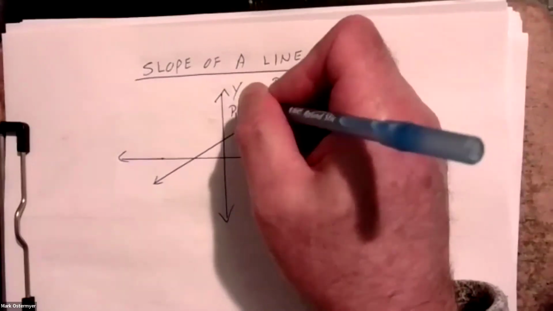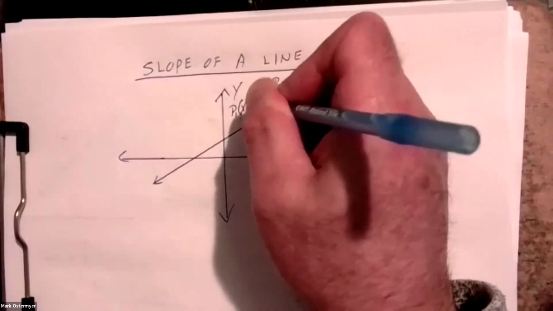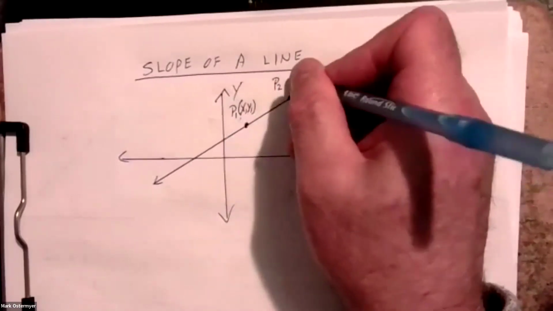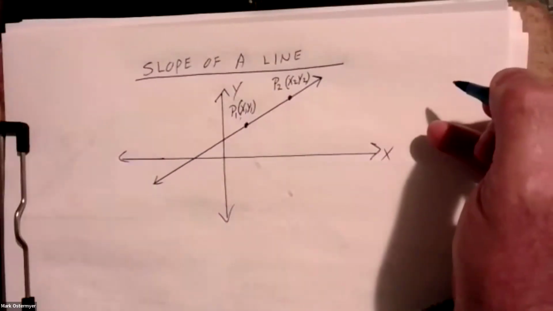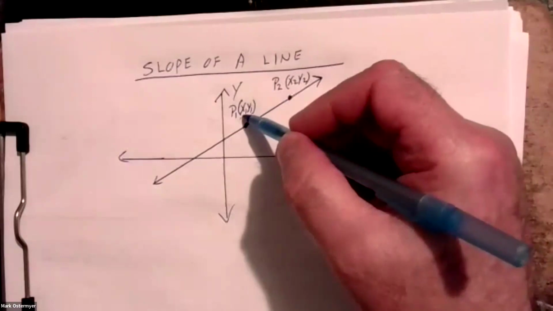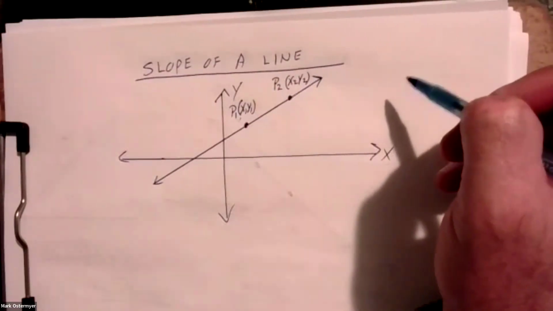The ordered pair address of this point is going to be X sub 1, Y sub 1. The ordered pair address of this point is going to be X sub 2, Y sub 2. Your author in your textbook makes use of subscripted variables just like I'm using right here.